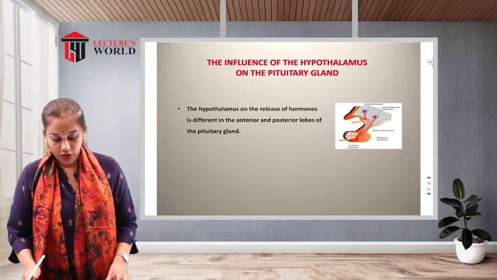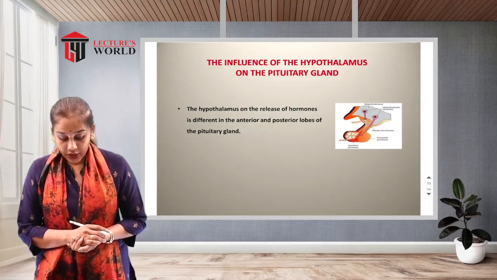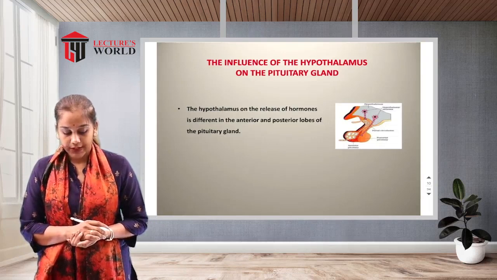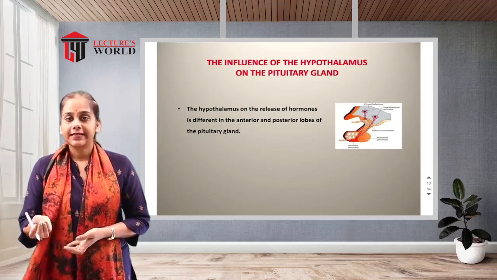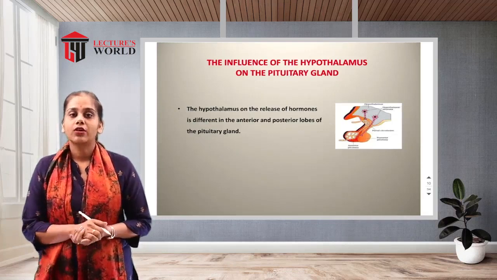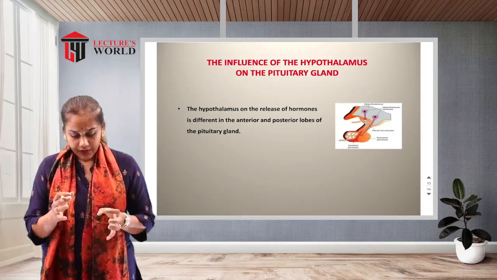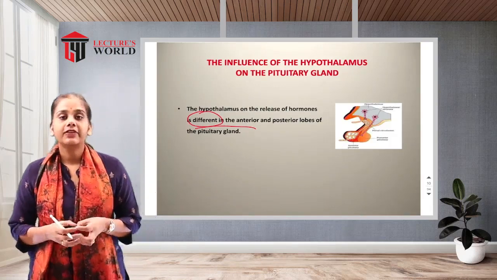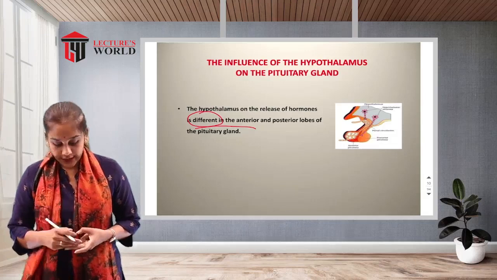Now the influence of the hypothalamus on the pituitary gland. The hypothalamus's influence on the release of hormones is different in the anterior and posterior lobes of the pituitary gland. The hypothalamus also triggers the release of some hormones from the pituitary gland. It is also controlling as well as regulating the glands, so there is a different amount of production caused by the anterior pituitary as well as the posterior pituitary gland.